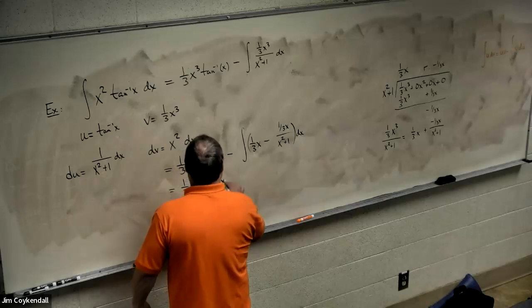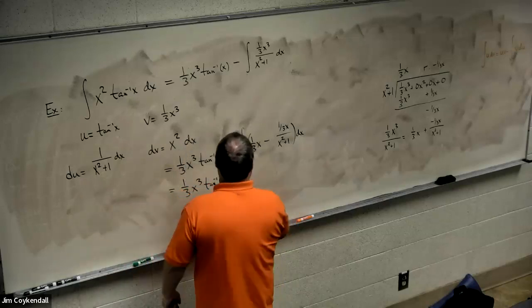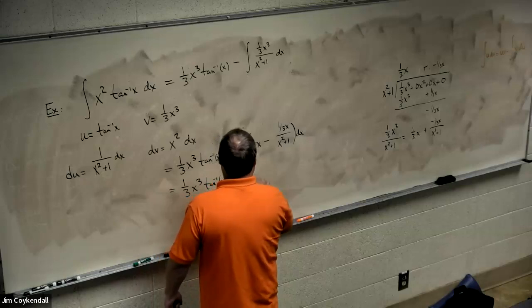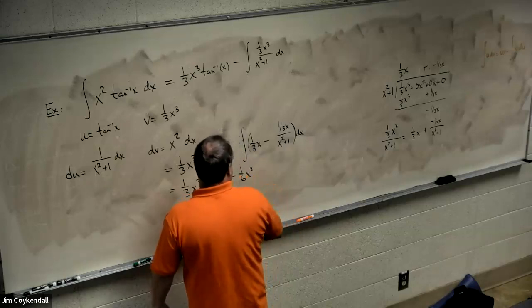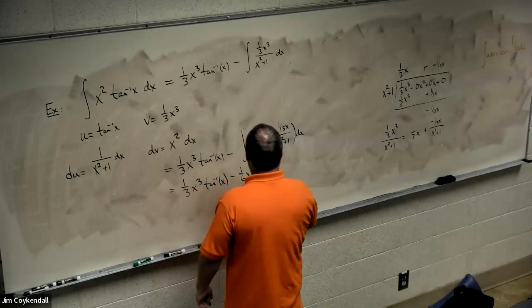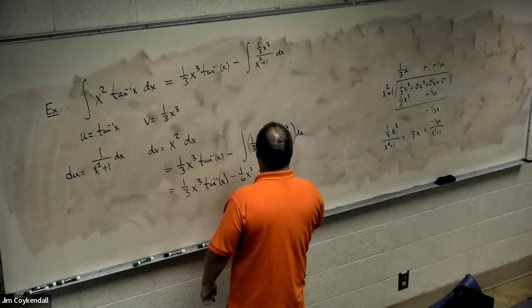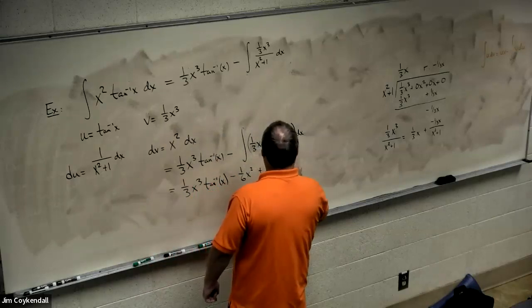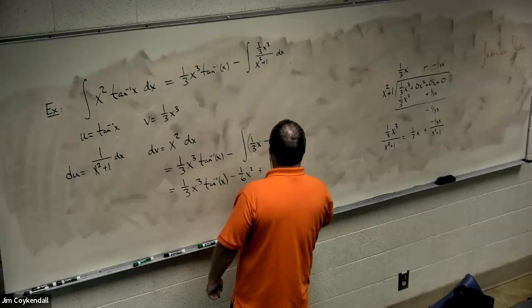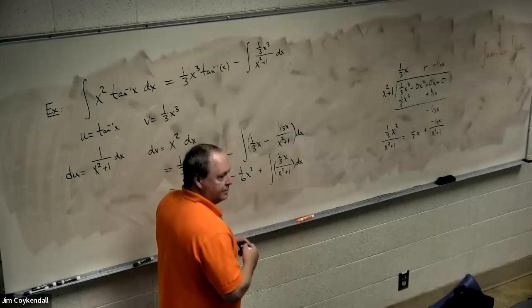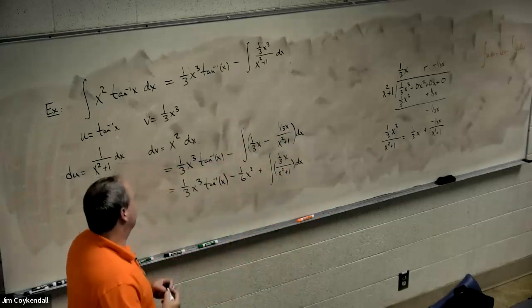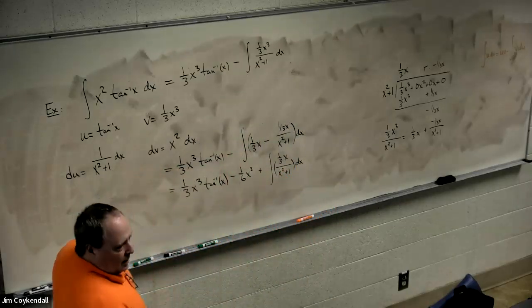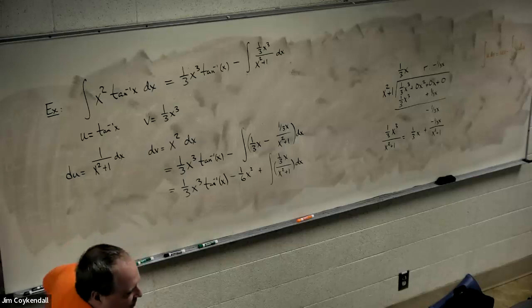This is going to be negative 1/6 x squared, and this minus plus 1/3 x over x squared plus 1. Any questions on any of this?